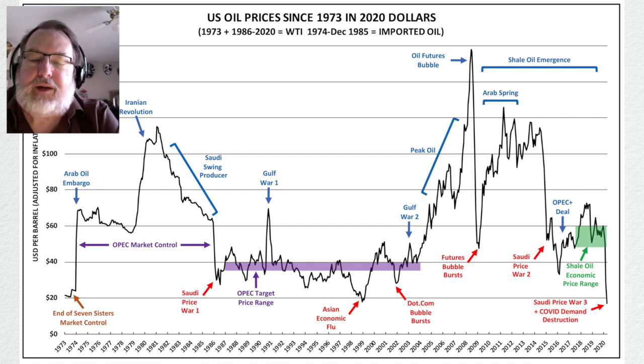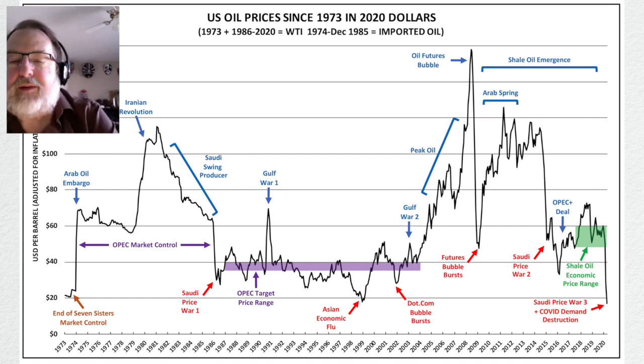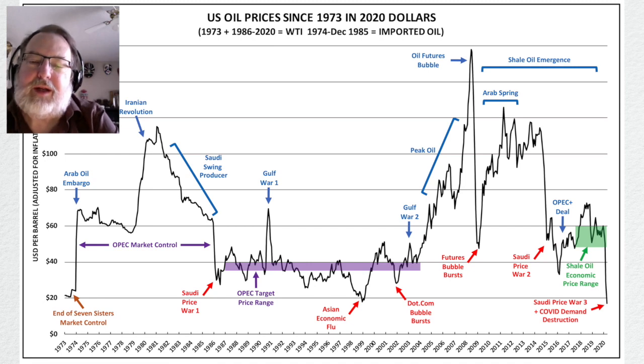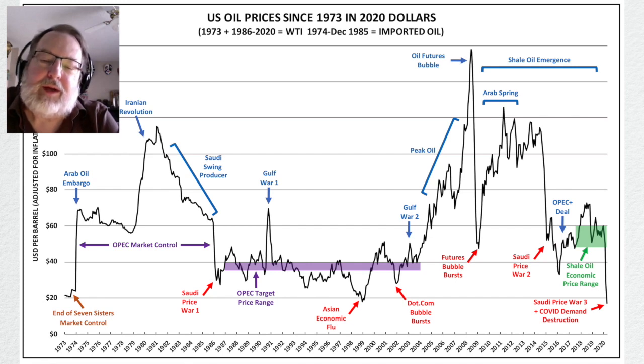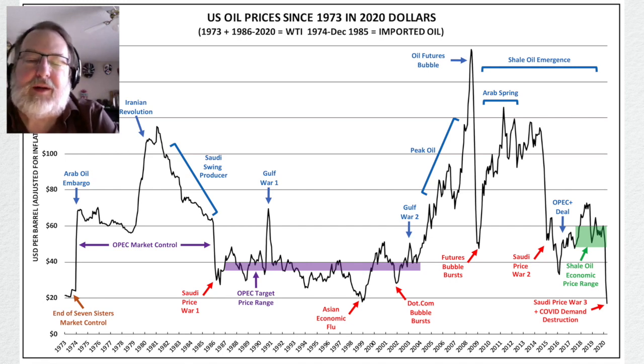But over the next couple of decades, it was choppy. It was difficult to manage the market so they could have a stable price. And then you had things like the Asian economic flu that destroyed demand, just at the time that OPEC thought it was safe to increase output, and then that was a price collapse. The dot-com bubble burst. That was a recession that caused demand destruction.